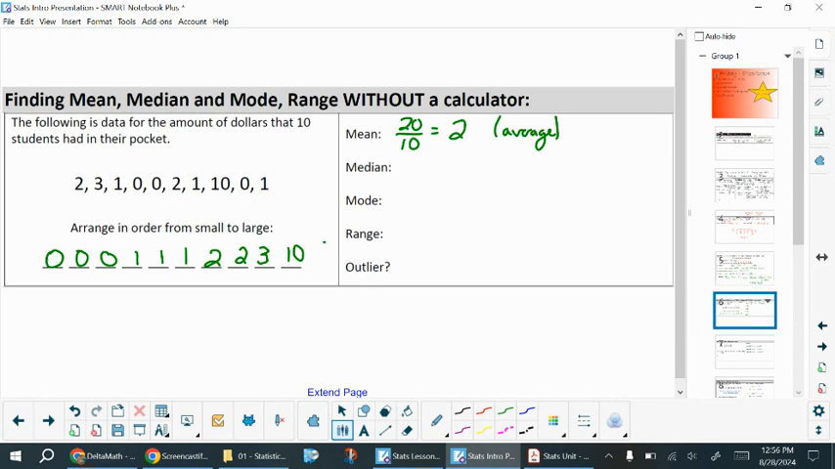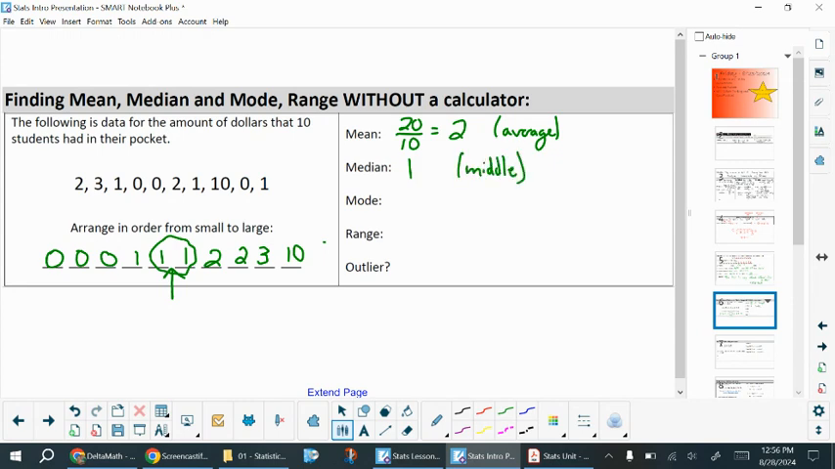The median is always the middle number here. So if I look right in the middle, there's 10 values, which means in this case there's 2 numbers in the middle. But in this case, they're both the same, which actually makes this pretty easy. The number that's between 1 and 1 is just 1. So that is the middle value.